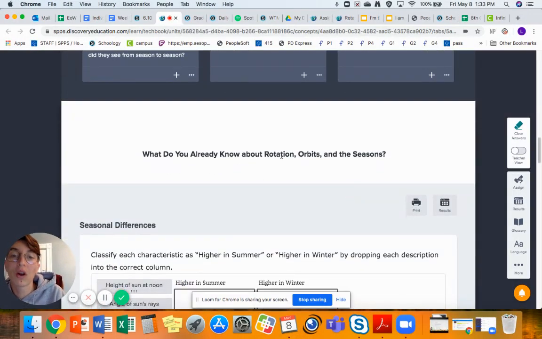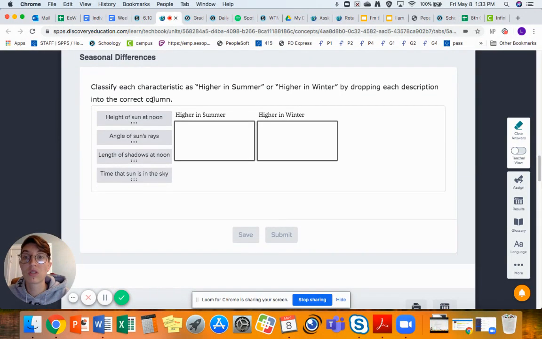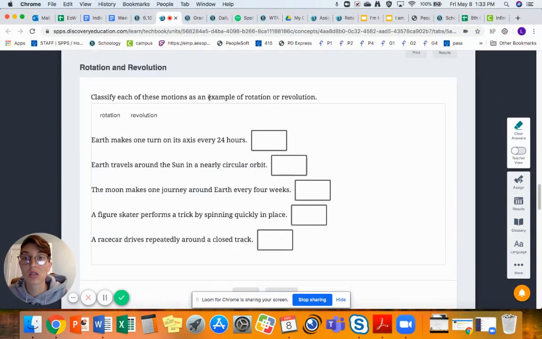And then the what do you already know section. So I just want to reiterate that this is kind of like a pre-test. So just do your best with what you know right now. You don't need to go searching around for these answers. We will learn all these things during this unit. So seasonal differences, you are going to place these into boxes higher in the summer or higher in the winter. Okay, and submit.